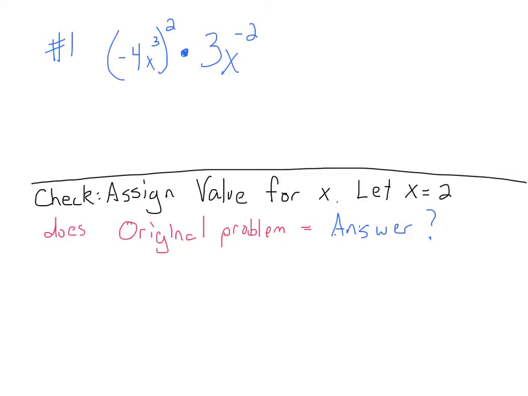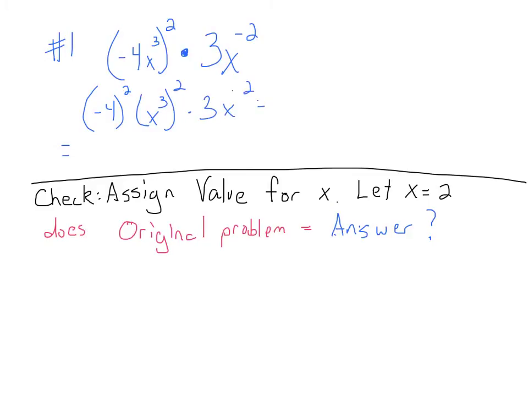Okay, let's jump into a couple saltier examples than what we started off with. Okay, now let's see here. We have negative 4x cubed raised to the second. Well, who's being raised to the second power? The negative 4 or the x? Well, they both are. So this really says negative 4 to the second power times x cubed to the second power times 3x to the negative second power.